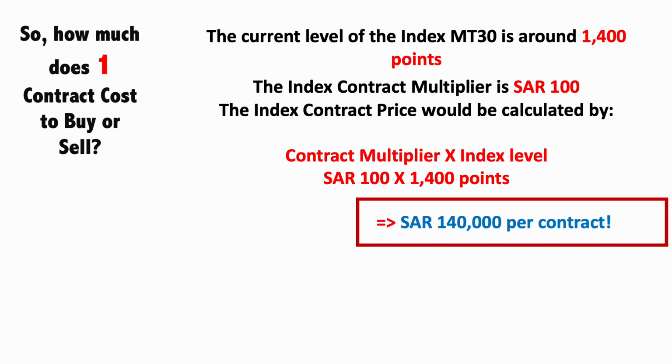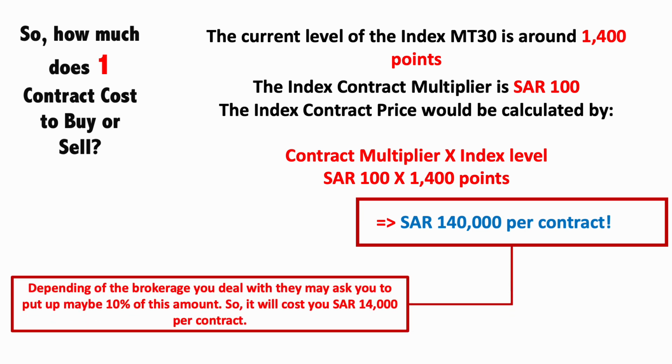But there is a twist here. You're not asked to pay 140,000 riyals before the expiry. They ask you to put up the initial margin, which is 10%, meaning 14,000 riyals will cost you to trade a contract before the expiry date.